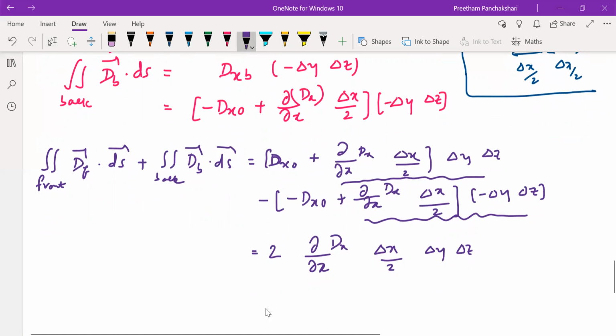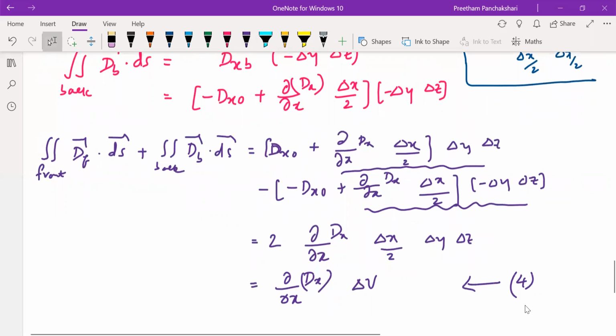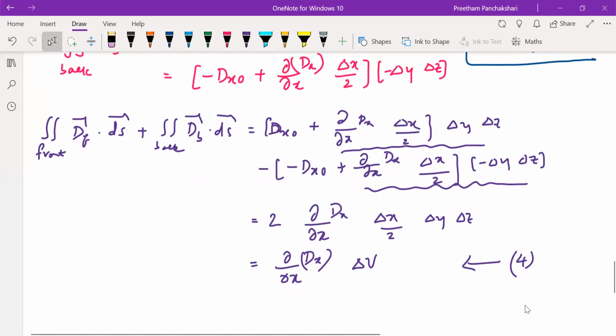After cancelling the 2 from both numerator and denominator, we are left with the partial differentiation of dx into delta x into delta y into delta z, which can be simply written as delta v. So I can simply call this equation 4. This is the value we got after adding the flux passing through the front face and back face, which are perpendicular to the x-axis.